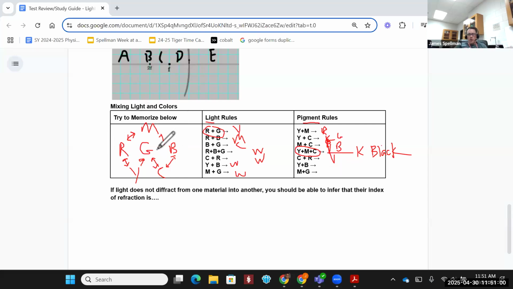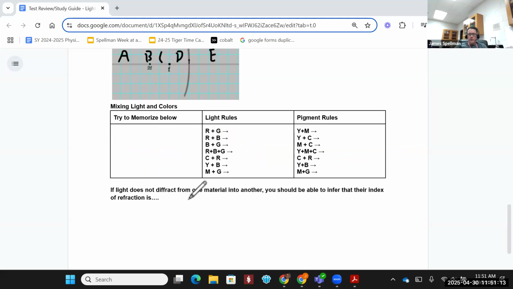So you can use this chart to understand hopefully how things fit together. If I get these three lights, I'm going to get white. If I get these three pigments, I'm going to get black. Hopefully not too confusing. All right, last thing.